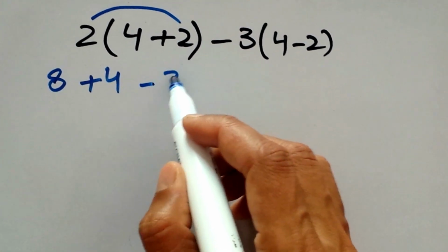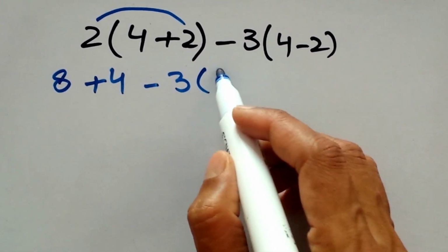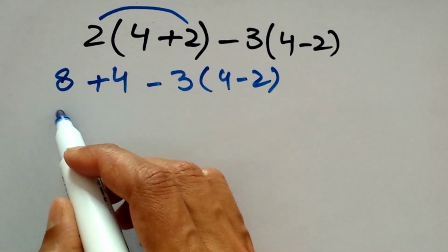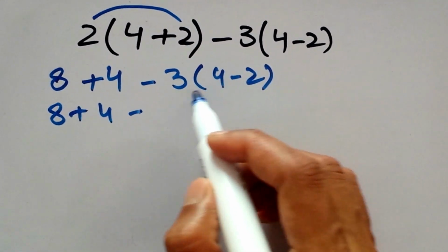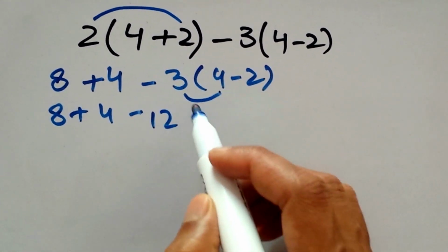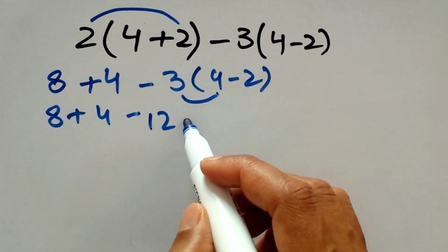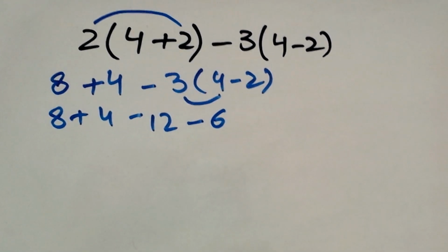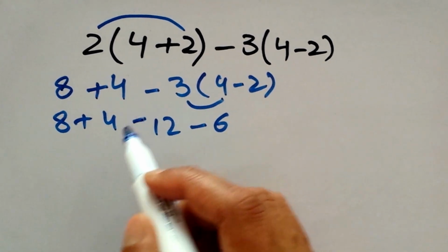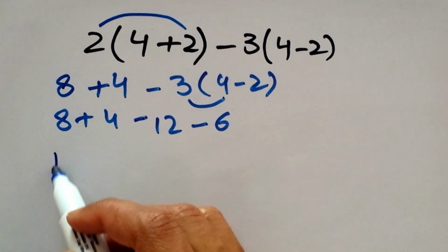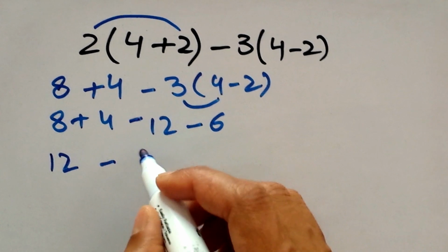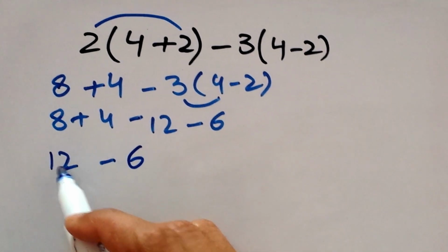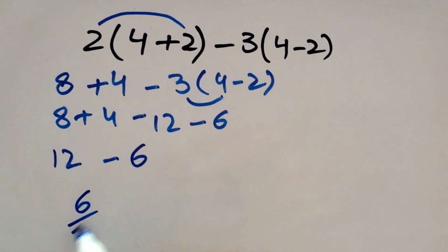And minus 3 times 4 minus 2. Now 8 plus 4 minus, 3 times 4 equals 12 and 3 times 2 equals 6, right? Now 8 plus 4 equals 12, minus 12 minus 6 equals 6. Now 12 minus 6 equals 6.